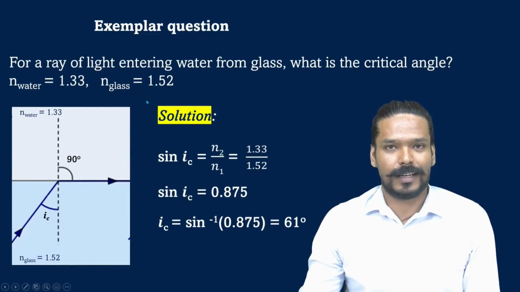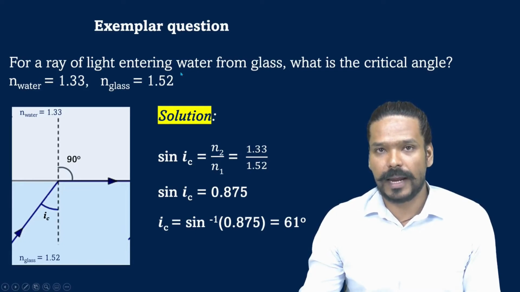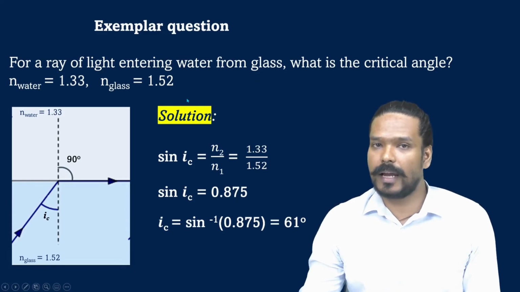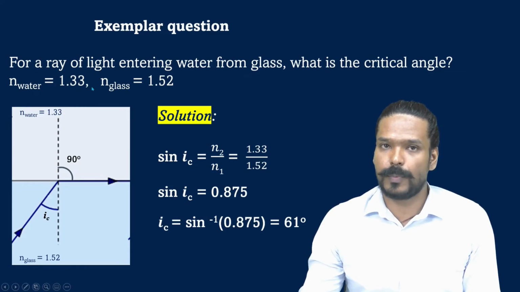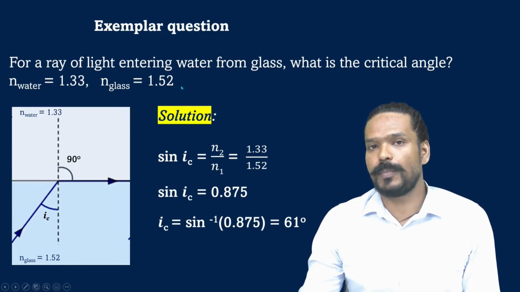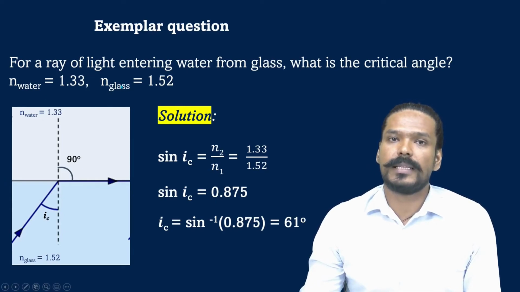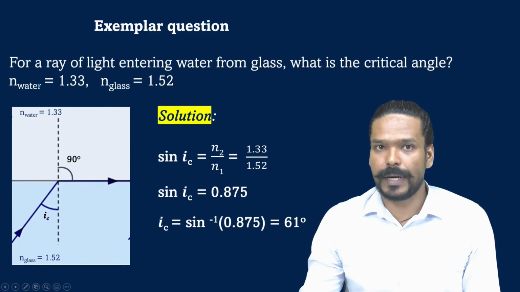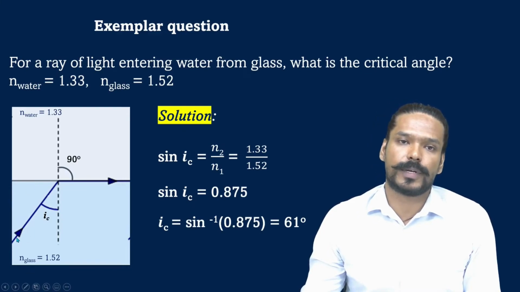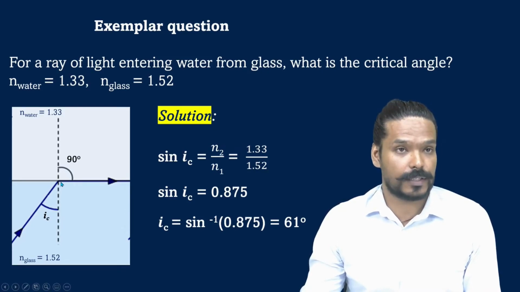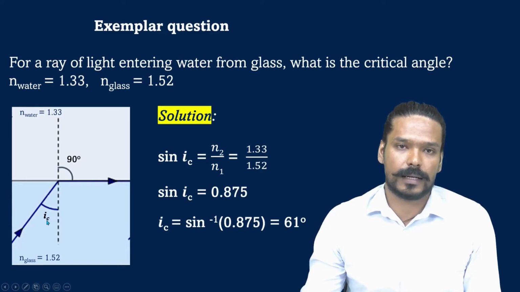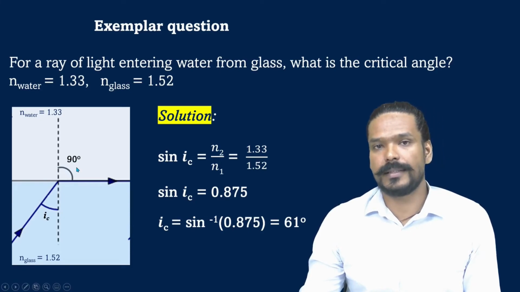Now let us solve a simple exemplar question quickly. So the question says, for a ray of light entering water from glass, what is the critical angle? The absolute refractive index of water is given as 1.33 and that of glass is given as 1.52. So you can see that glass is the optically denser medium compared to water here, and from the figure you can see that the ray of light is traveling from denser to the rarer medium, so total internal reflection can take place. Now here it is incident at the critical angle, so the angle of refraction is 90 degrees.